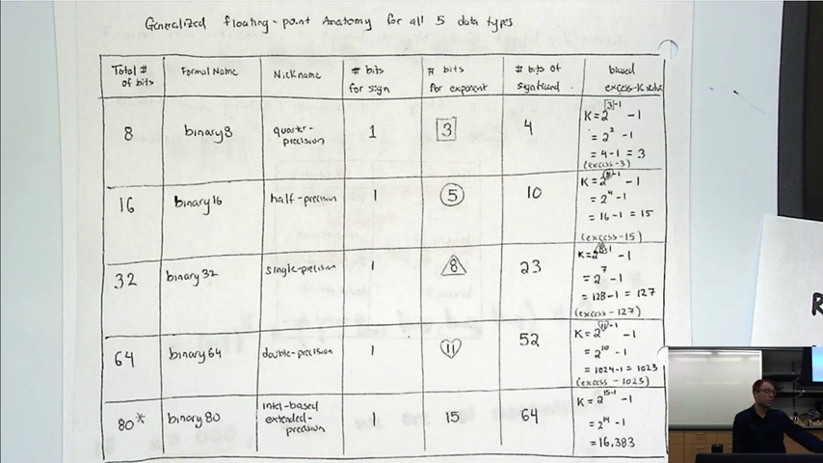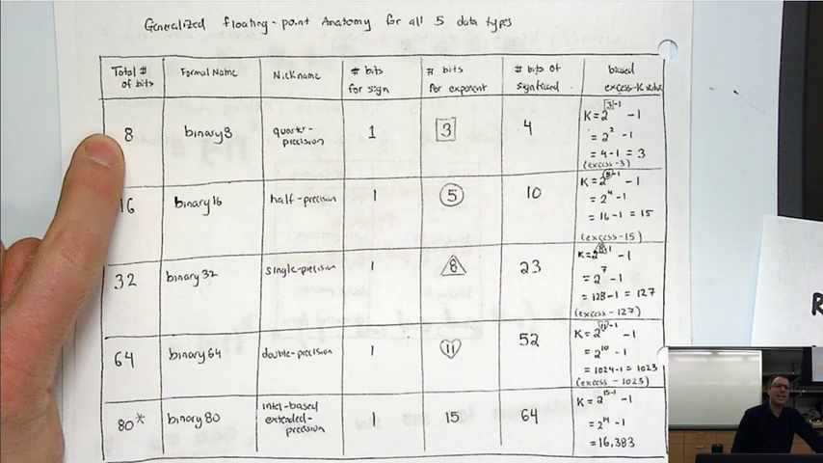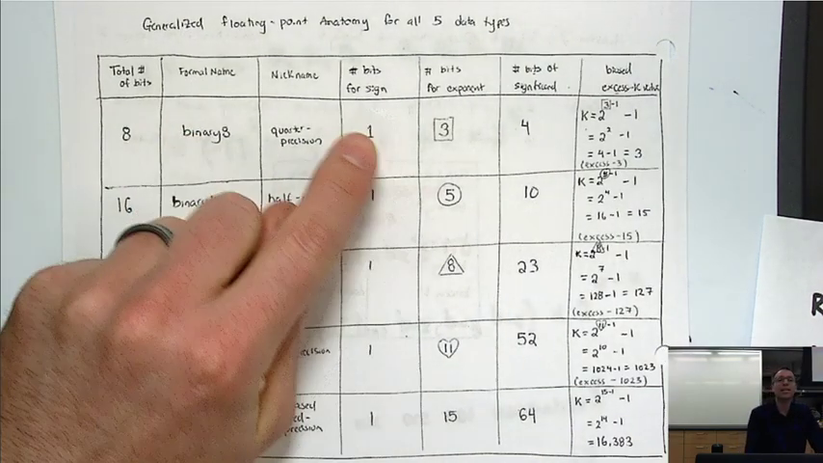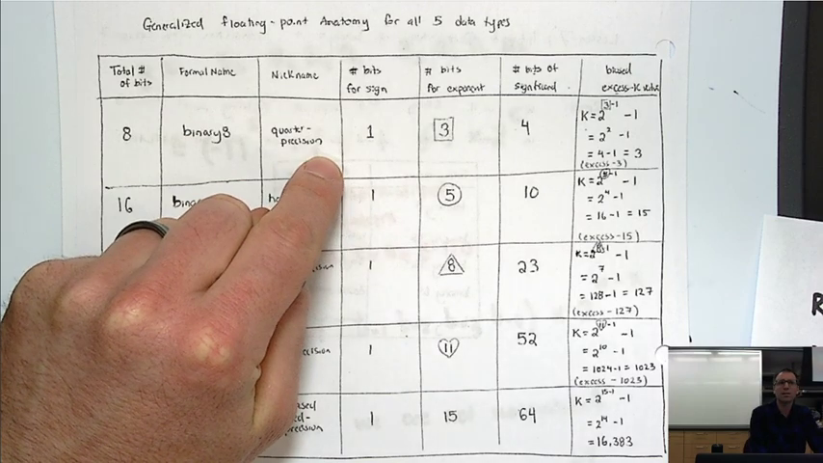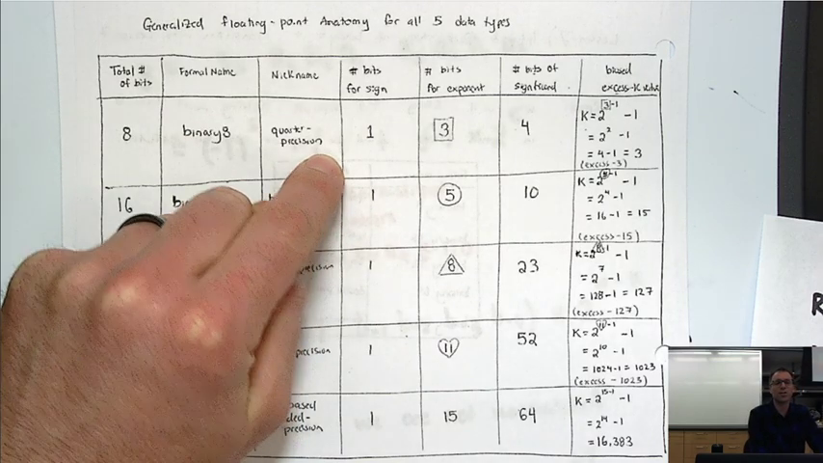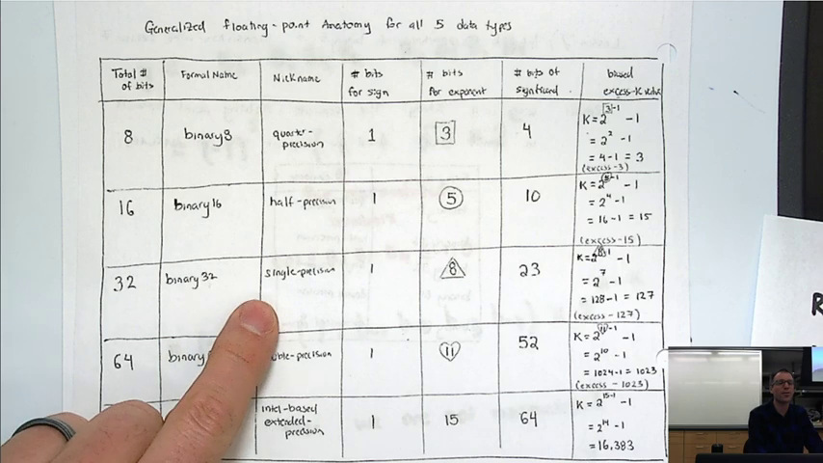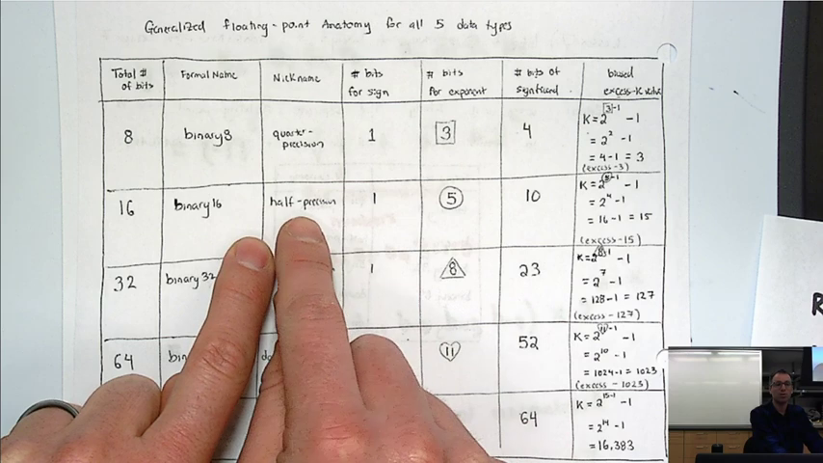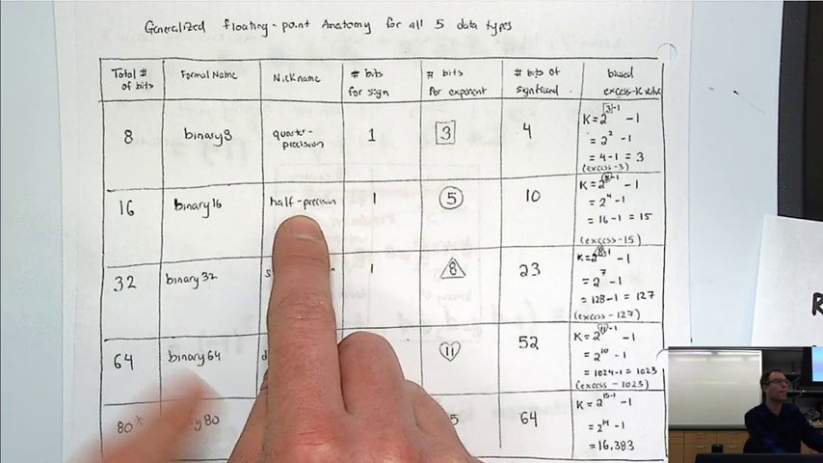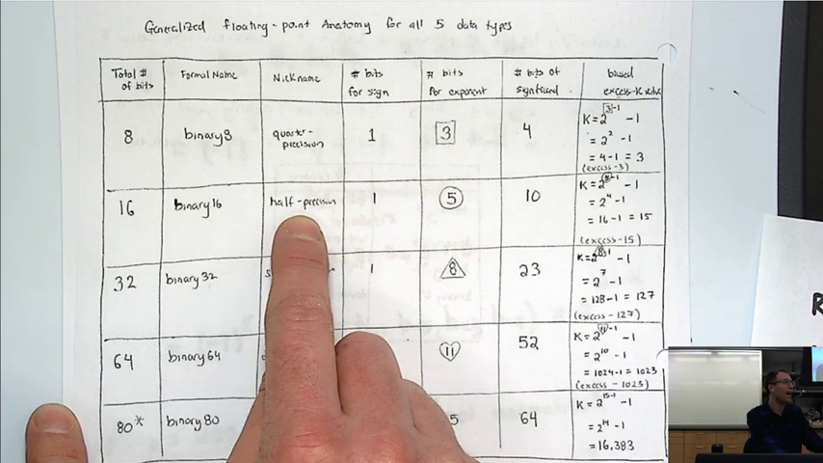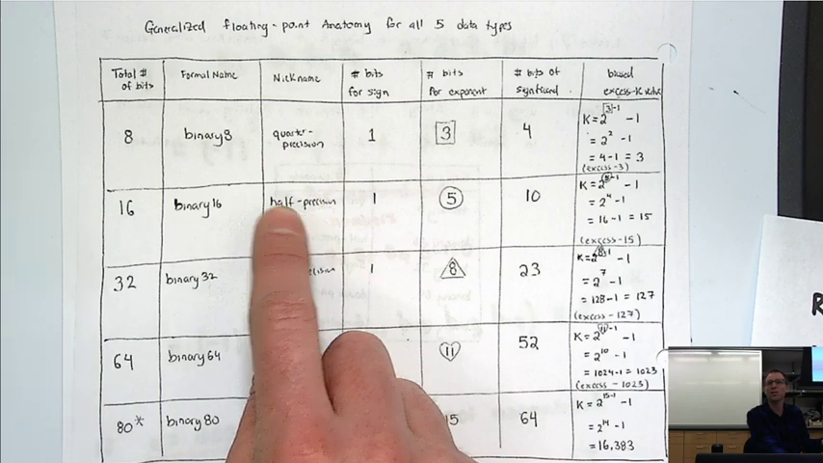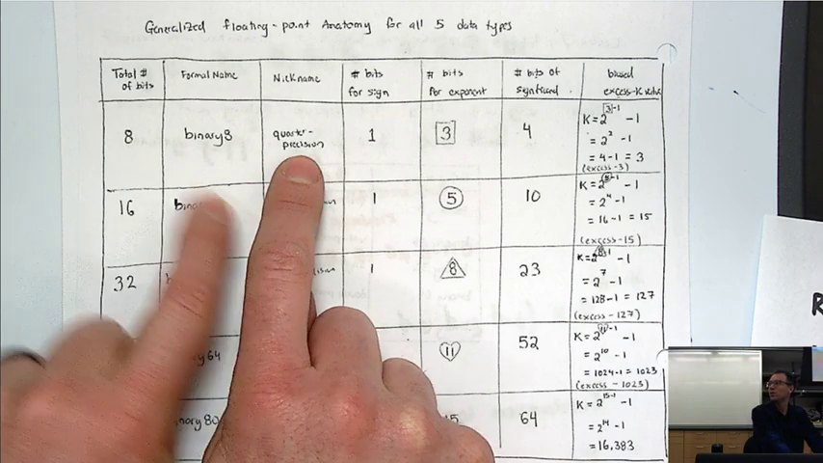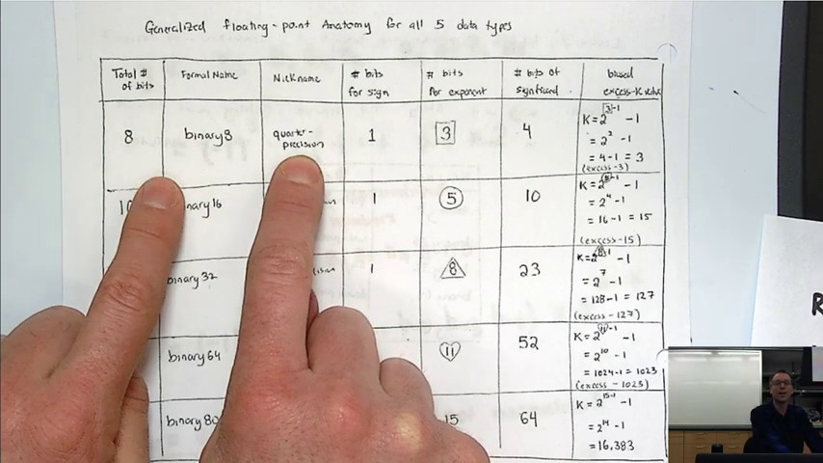Okay, let's go real slow. Total number of bits 8. What's the formal name of that data class? Binary 8. Nickname for that data class? Quarter precision, because for some reason they called binary 32 single precision. So if you go from single and divide by 2, what would you call that? Half precision. 32 divided by 2 is 16. If you take half precision and divide by 2, quarter precision. So that's where that name comes from.